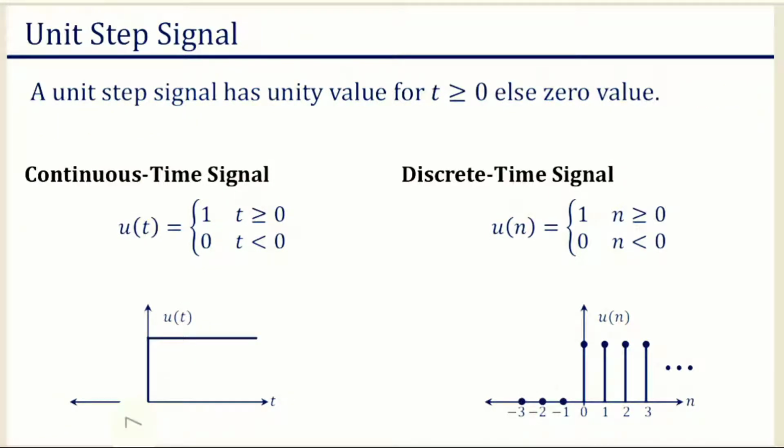Similarly, what is the unit step signal? A unit step signal means the magnitude is 1. For a continuous time signal it is represented by u of t. u of t equals 1 for time greater than or equal to 0, and for time less than 0 the signal amplitude is 0. A unit step signal has unity value for t greater than or equal to 0, else zero. In the discrete time signal, we can represent the unit step signal as in the right side of the diagram. u of n equals 1 for n greater than or equal to 0, and u of n equals 0 for n less than 0. That is the unit step signal.